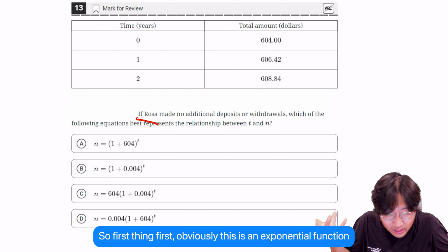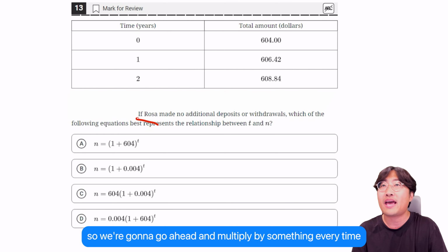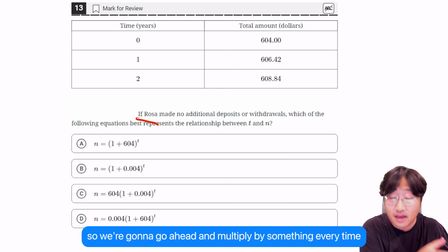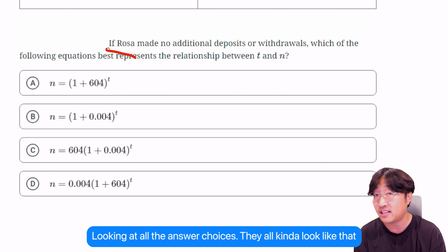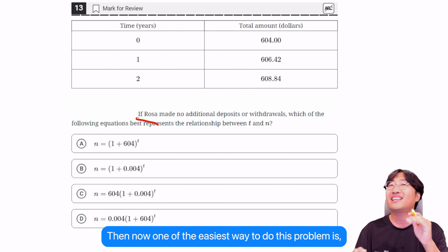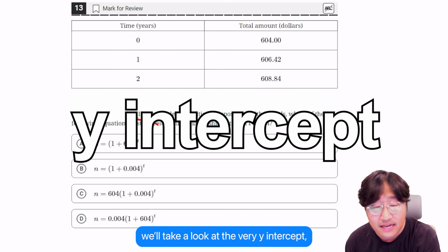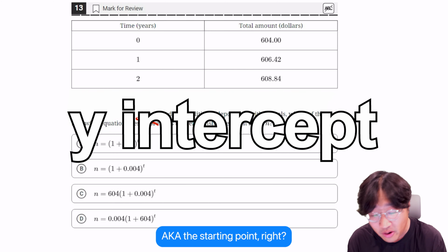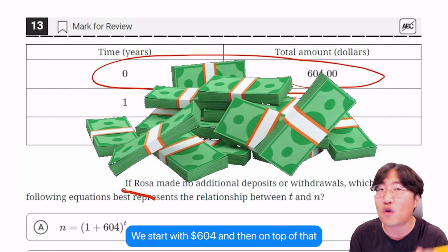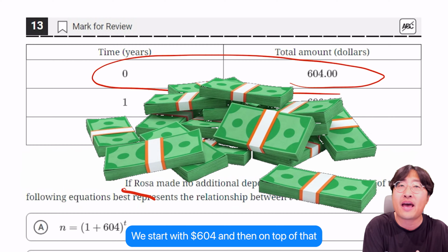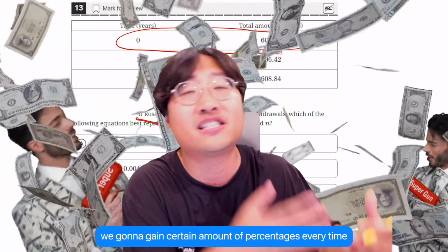obviously this is an exponential function, so we're going to multiply by something every time. Looking at all the answer choices, they all kind of look like that. Now, one of the easiest ways to do this problem is to look at the y-intercept, aka the starting point, right? We start with $604, and then on top of that we gain a certain percentage every time.